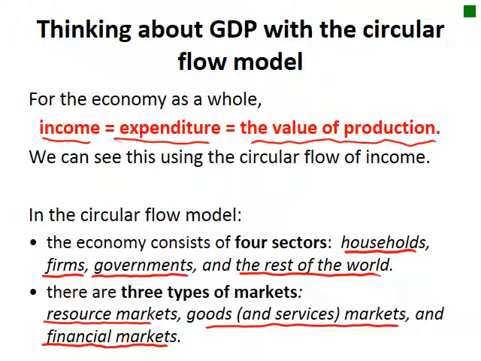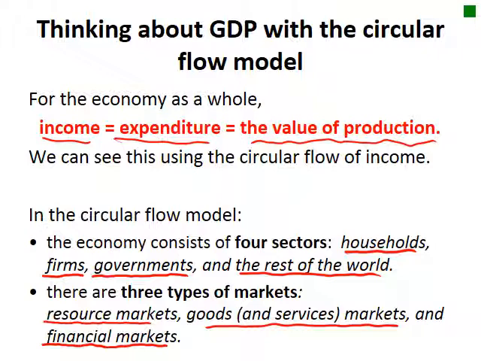So thinking about GDP with the circular flow of income. For the economy as a whole, I already just made mention that income is going to equal expenditure, which is also the value of production. It's the value of all those goods and services. And we can see that with the basic circular flow. In the economy, however, it consists of 4 sectors.